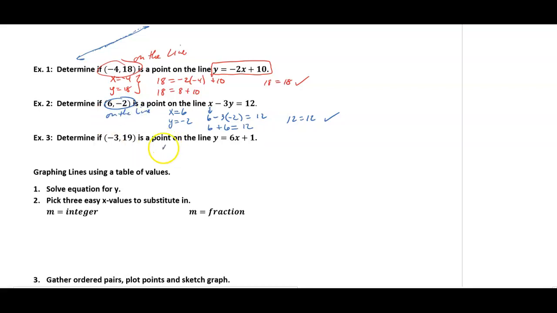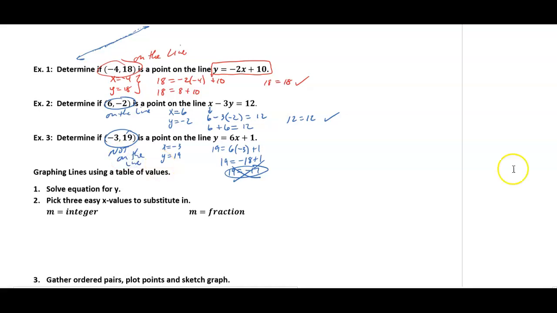Now the next one, x is negative 3, y is 19. So 19 equals 6 times negative 3 plus 1, which is negative 18 plus 1. Is that going to be a true statement, right? This is not true. Therefore, this is not on the line.